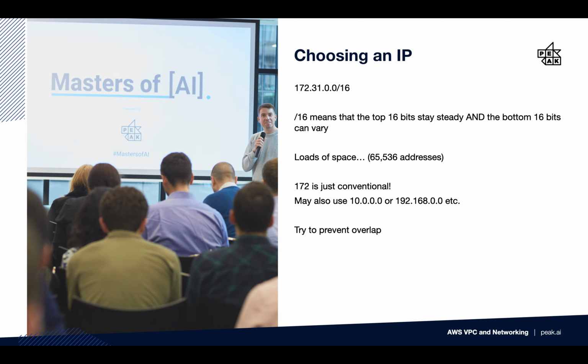But 172 is just conventional. We may use 10.0.0.0, 192.168, or we may calculate very specific ranges, especially if we have multiple networks and we want to peer them, we want them to work together. We often need to try and prevent any overlap. So rather than having two networks with the same IP address range, we would have two networks with different ranges. So all of the IP addresses allocated to resources within those networks would be unique, and then the two networks could communicate effectively.